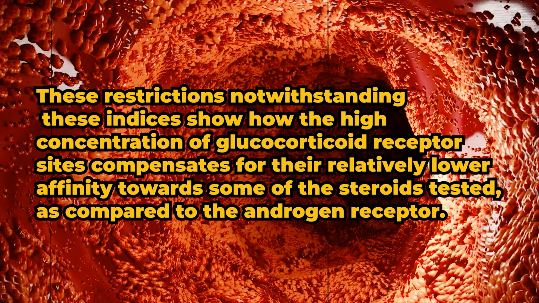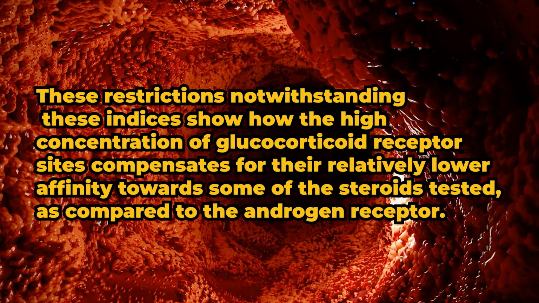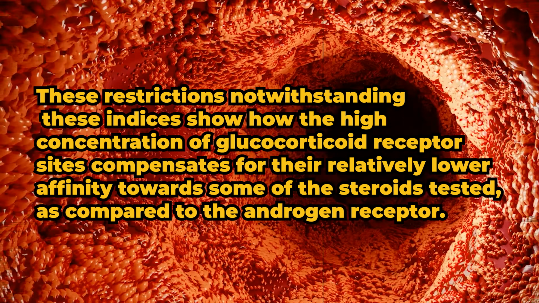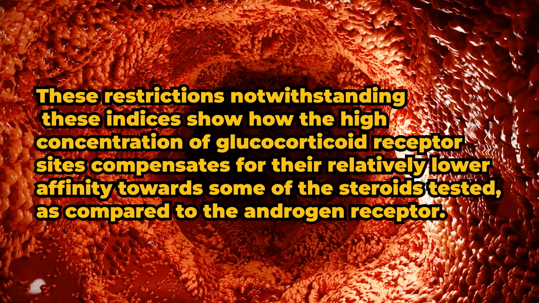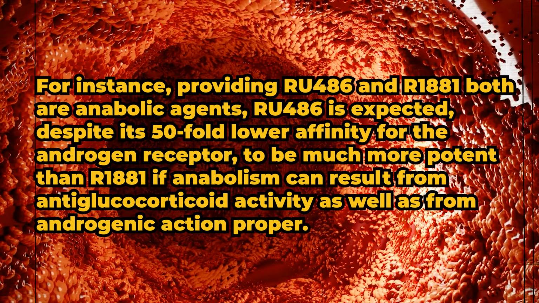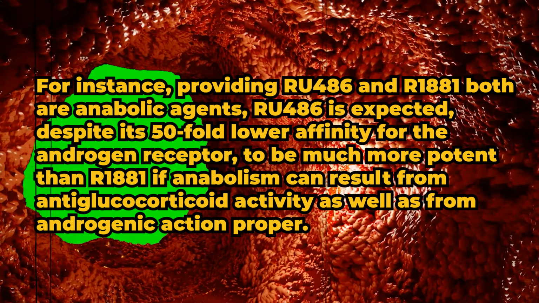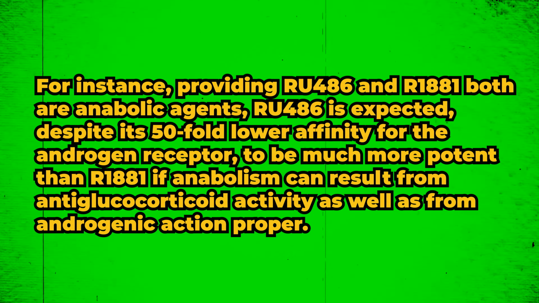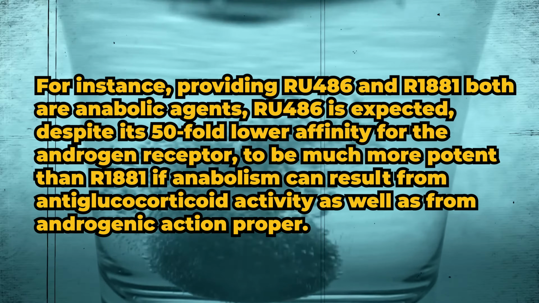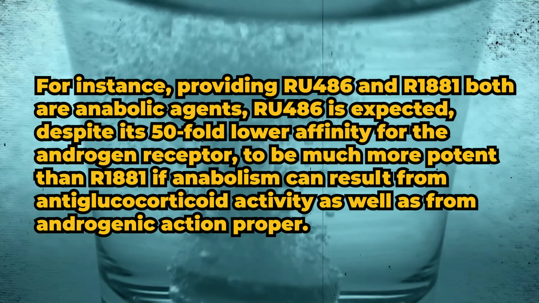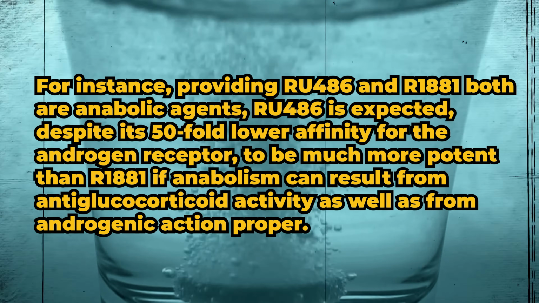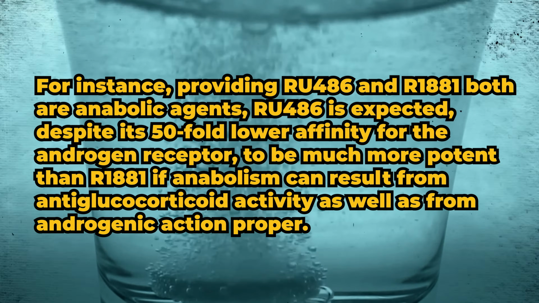Now, these restrictions notwithstanding, these indices show how the high concentration of glucocorticoid receptor sites compensates for their relatively low affinity towards some of these steroids tested, as compared to the androgen receptor. For instance, providing RU486 and R1881 are both anabolic agents, RU486 is expected, despite its 50-fold lower affinity to the androgen receptor, to be much more potent than R1881 if anabolism can result from anti-glucocorticoid activity as well as from androgenic action proper.